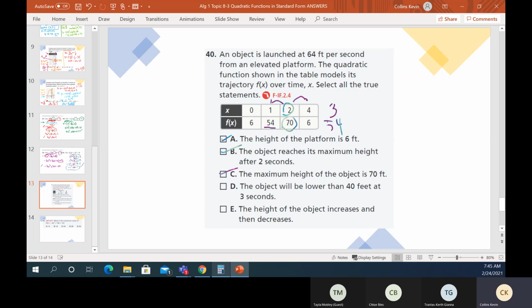Nope. And then the last one says the height of the object increases and then decreases. Yeah, because here it's like we're at 6 feet, 54 feet, 70 feet, back to 6 feet, right? So it increases first and then decreases. So just about everything worked on this one. Interesting. Questions on that?